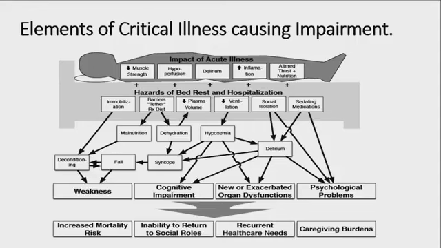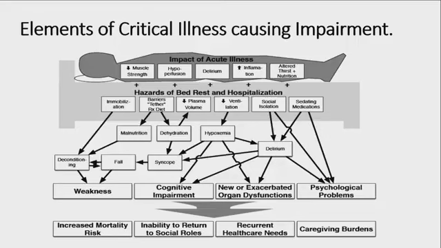We do things that decrease muscle strength. Hypoperfusion happens. We predispose them to delirium. There is altered thirst and nutrition. In addition, there are the hazards of bed rest and hospitalization, immobilization, diet issues, low plasma volumes, low ventilation, social isolation, and sedating mechanisms. To summarize, they develop weakness, cognitive impairment, organ dysfunctions, and psychological problems.